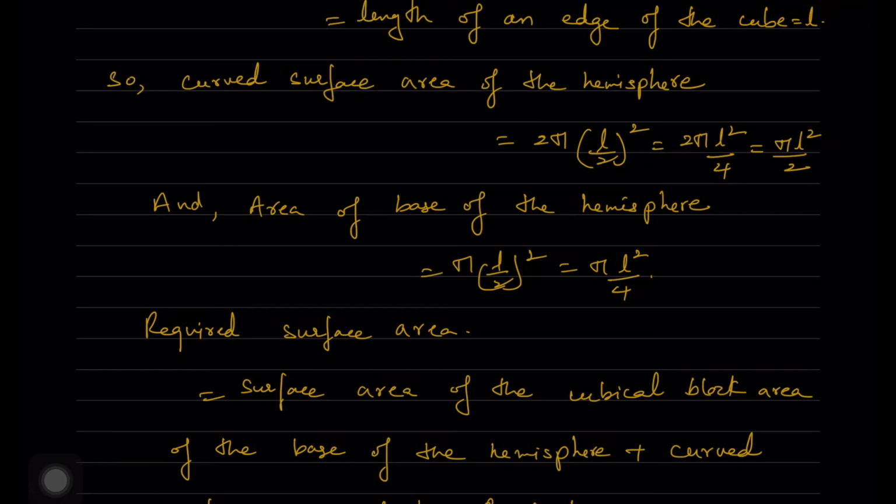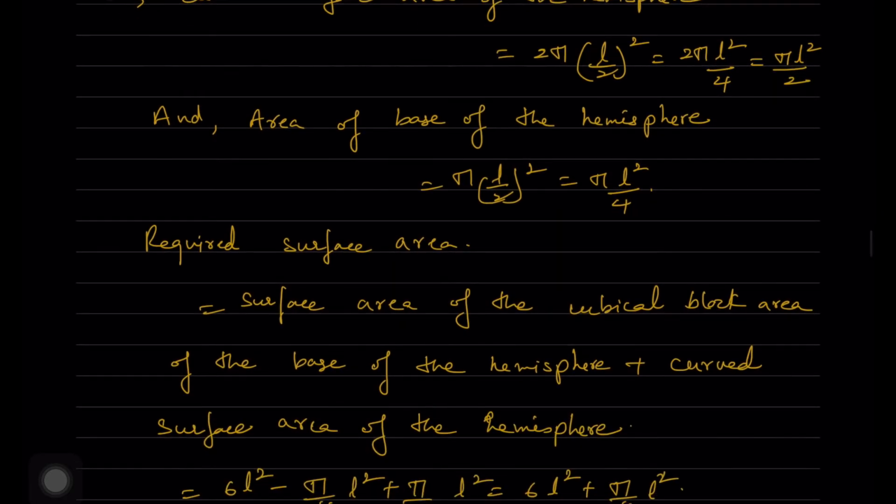It is equal to pi r square, that is r is nothing but L by 2, where we have taken the diameter as L over there. So (L by 2) whole square, that is the length of the edge itself we are taking, which is equal to pi L square by 4. Now required surface area is equal to nothing but surface area of the cubical block minus area of the base of the hemisphere plus curved surface area of the hemisphere.